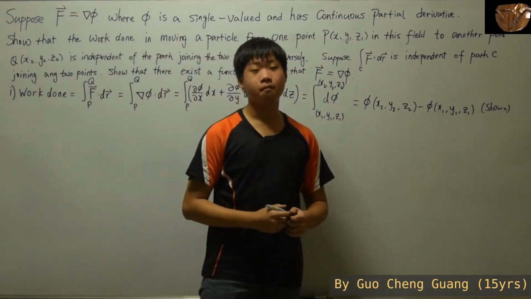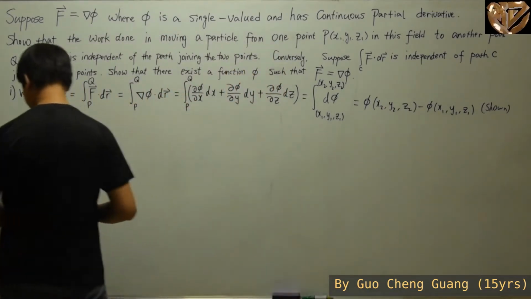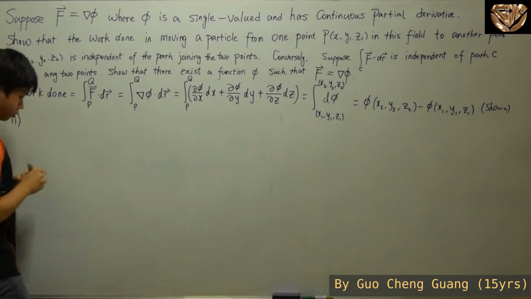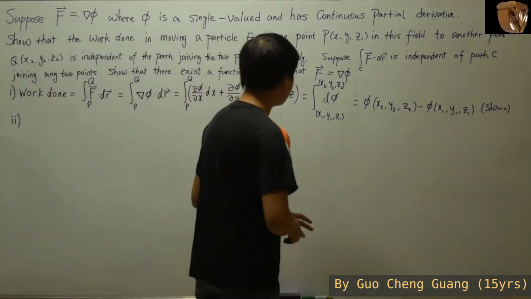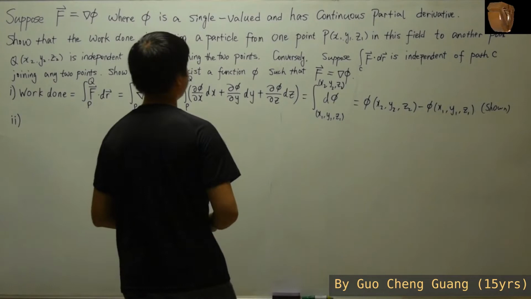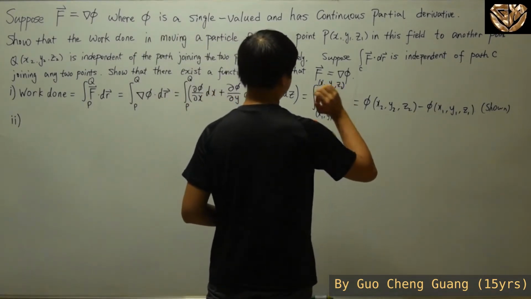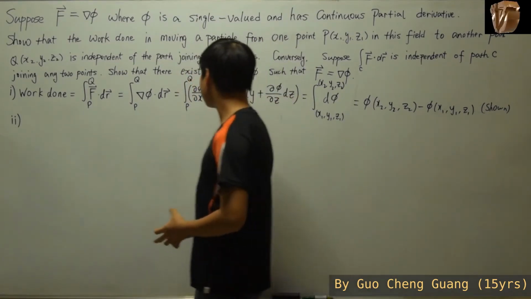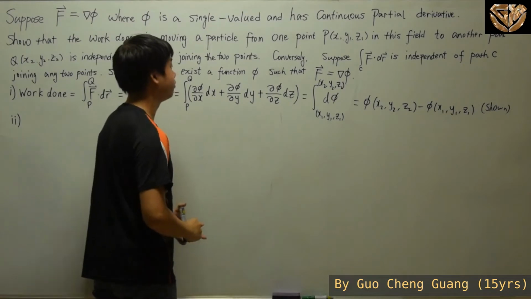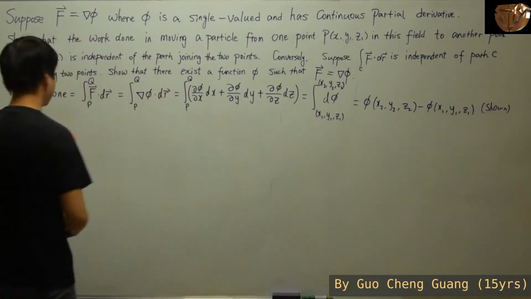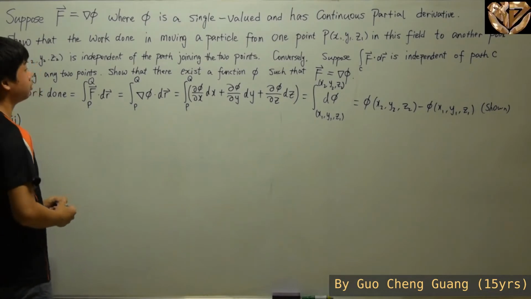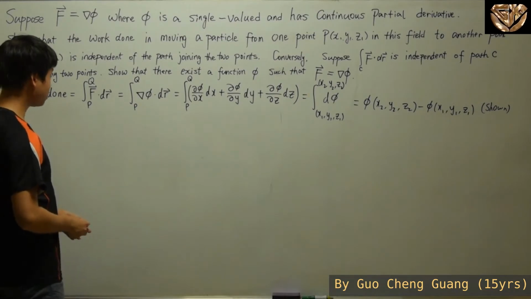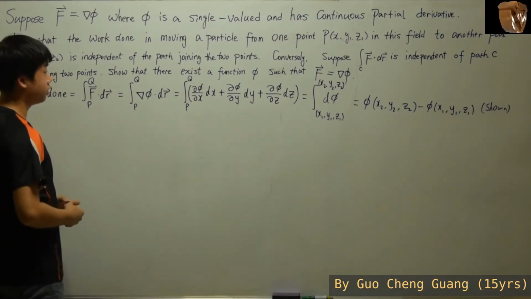Right, so how do we start working on this? Let's call this part 2. When we think about this part, we use the fact that this is independent of path C, and we have to show that there is this function phi. So how can we think of this function phi? What can it be? What exactly should phi be?